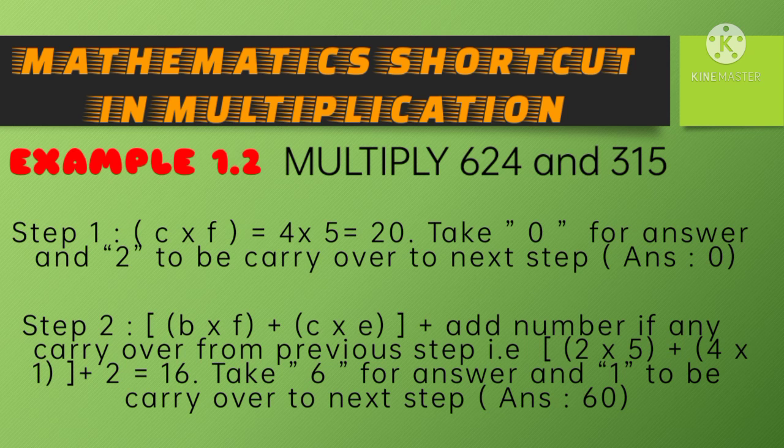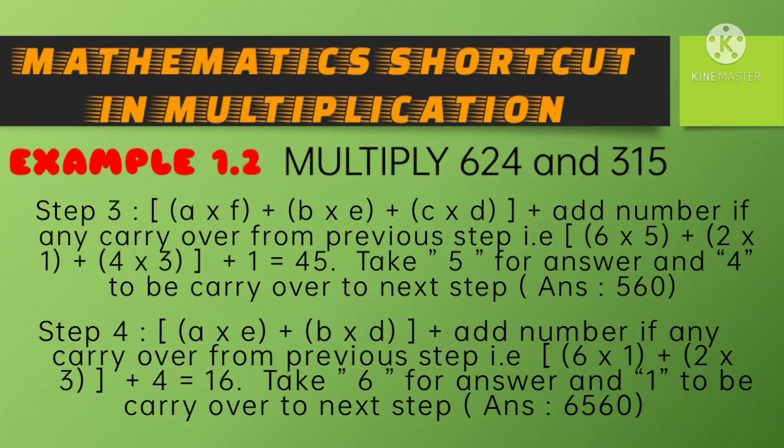Step 1, C times F. Then 4 times 5 is equal to 20. Take 0 for the answer and 2 to be carried over to the next step. Then our partial answer is 0. Step 2, B times F plus C times E plus any carryover from the previous step. Then 2 times 5 plus 4 times 1 plus 2 is equal to 16. Take 6 for the answer and 1 to be the carryover to the next step. Then our partial answer is 60.